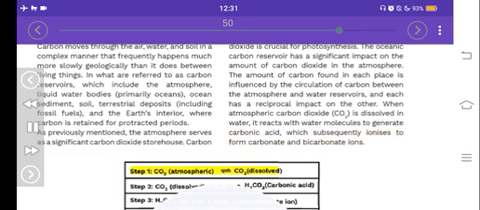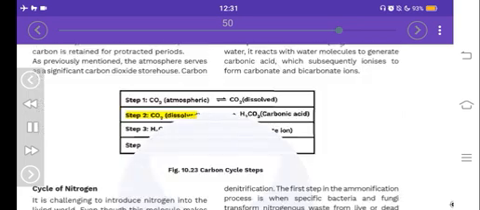Step 1: CO2 atmospheric equals CO2 dissolved. Step 2: CO2 dissolved. Step 3: H.